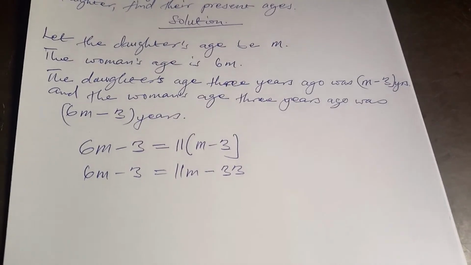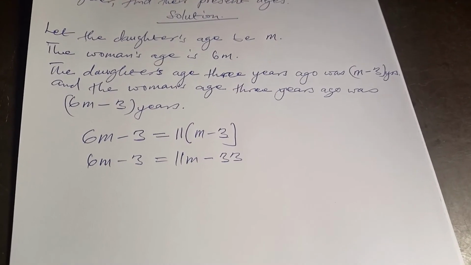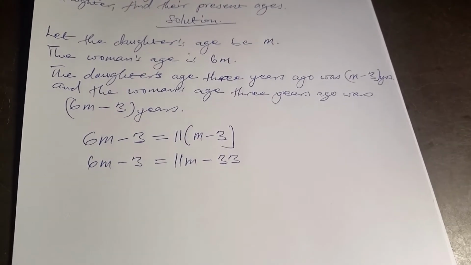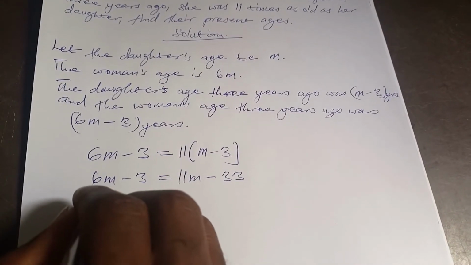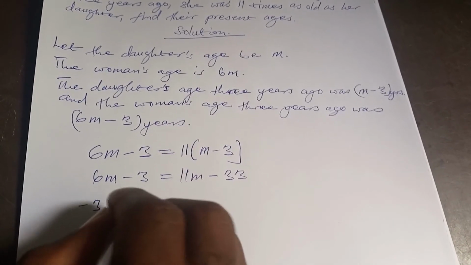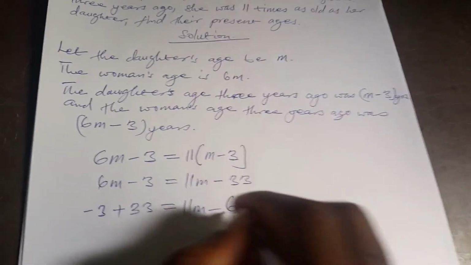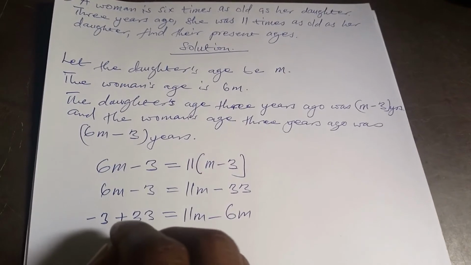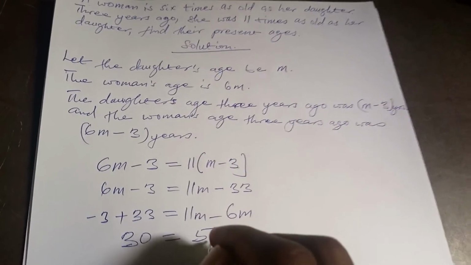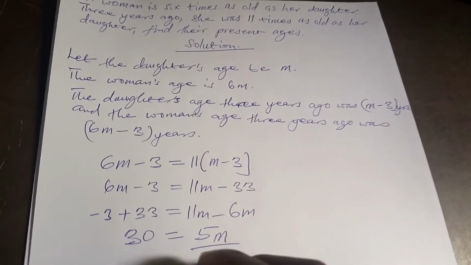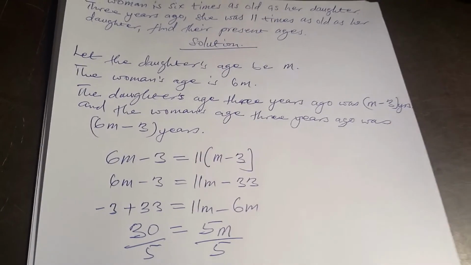Mostly, I don't want my m to be negative, so I will move the 6m here instead of bringing it here. Though you can divide through by negative 5, there will be no problem. But I want this to be positive, so I will get negative 3 plus 33. That will give me 11m minus 6m on this side. Negative 3 plus 33 is 30. That will give me 5m equals 30. Divide both sides by 5. So 6 will be equal to m.